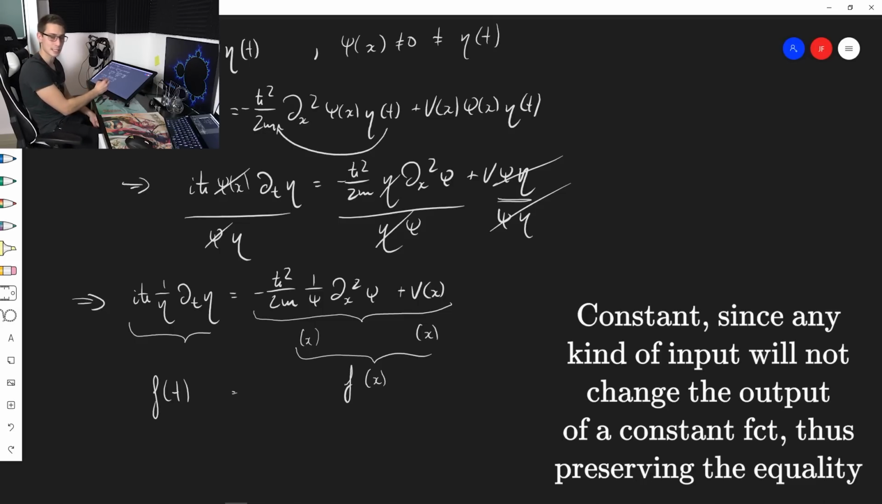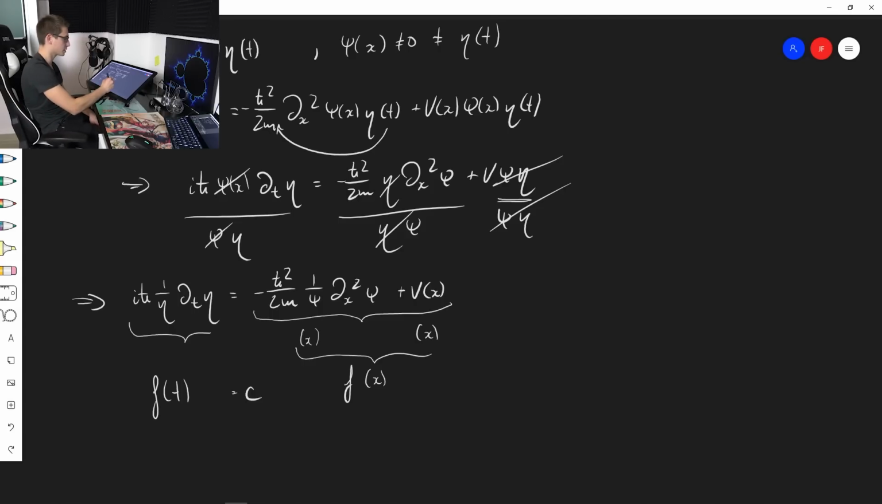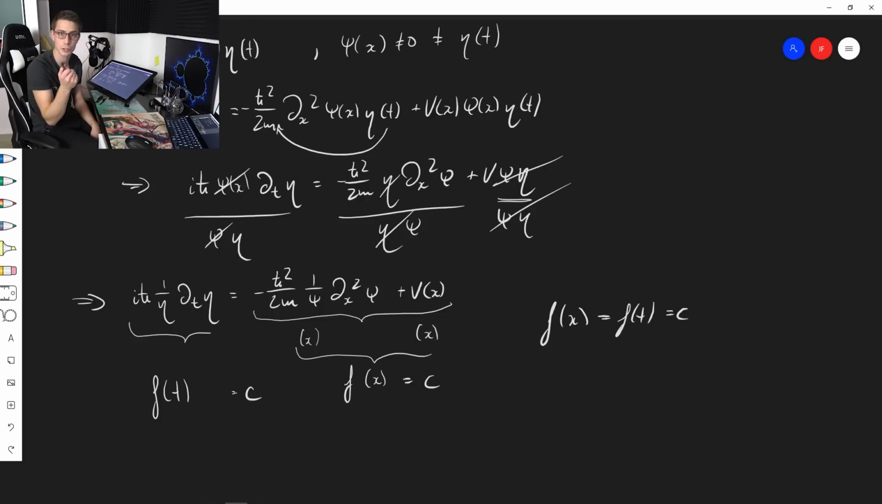But since this right here is an equality, okay, on the one hand we have f of t is equal to some constant, on the other hand we have f of x being equal to some constant, but since f of x is equal to f of t, by the transitivity of this equals relation, we also know that both are equal to the constant c. Meaning we have two functions, okay, two sides, which are both equal to the same constant, which is a real plus if you ask me.